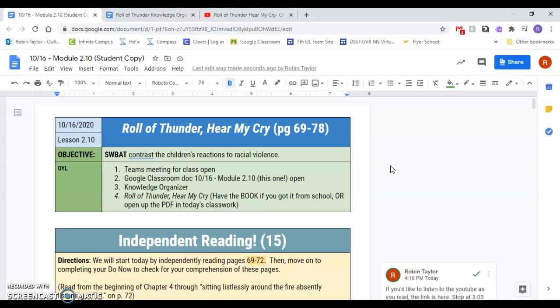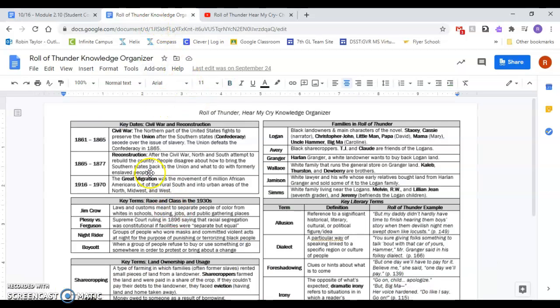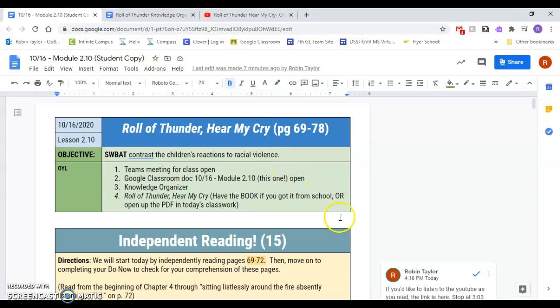So I hope you guys have a great time reading through Roll of Thunder today. I'll walk you through it now. Make sure you have your classwork open, which is 10/16, module 2.10. And please make sure you have your Roll of Thunder Knowledge Organizer. If you also are using the PDF, please open that up as well. I believe there is a new one for today, and make sure you have your book if you have it.